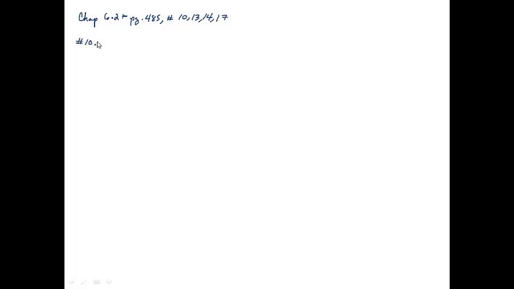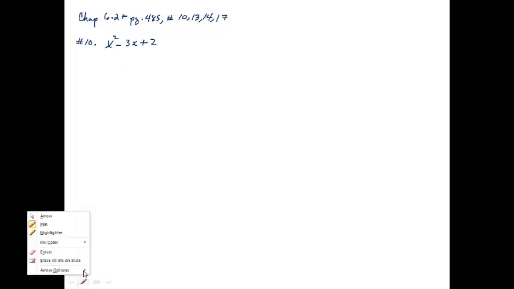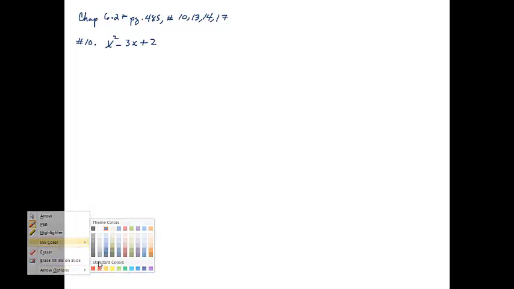It says, factor completely or state the trinomial is prime. So it has x squared minus 3x plus 2, and they want me to factor. So again, if you follow the steps, you will be able to factor. It doesn't matter how the polynomial looks. If you follow the steps, you'll be able to factor. So when you're doing your homework, follow the steps. So let's do our steps.